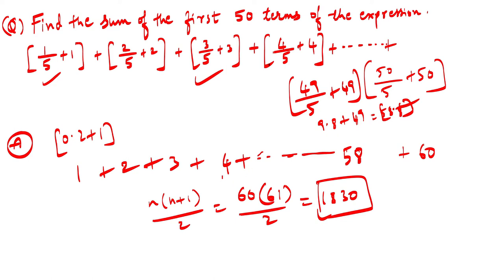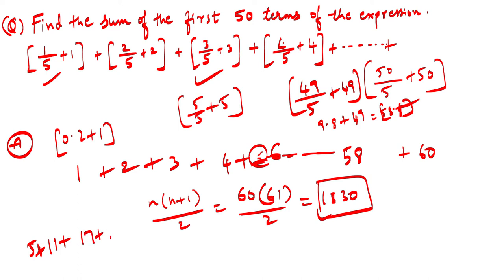Now what are the missing values? Does 5 come here? 5 by 5 plus 5. So 5 plus 1, this is 6. GAF of 6 is 6. So 5 is missing, 11 is missing, 17 is missing till 59, right? So 58 and 60 are present, 59 is missing. So the first term is 5 and the last term is 59. And we shall just calculate the sum.